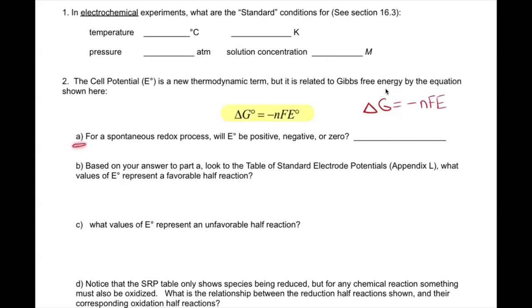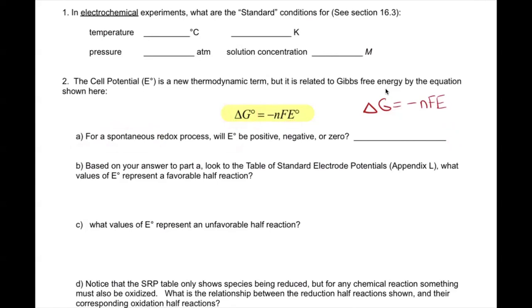In part A, we're asked about a spontaneous process. Will E naught be positive, negative, or 0? We can answer that by remembering that a spontaneous reaction has a negative delta G. So if we have a negative delta G to make it spontaneous, what must the sign of E be to have overall delta G be negative? You can think about that, and that'll go here.